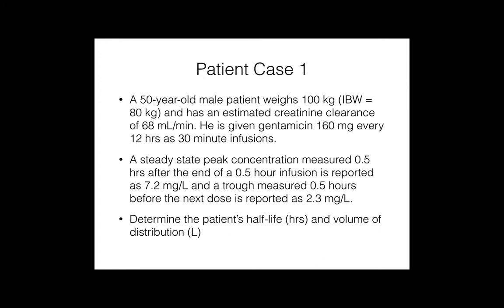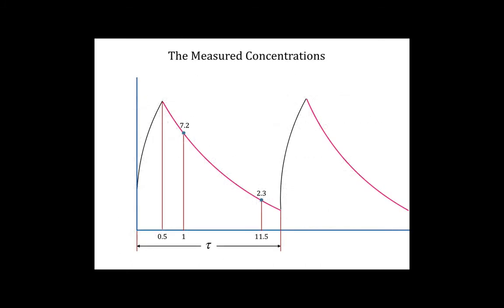What we want to do is determine the patient's half-life and volume of distribution based on the concentrations and the dose administered. These are the measured concentrations at the appropriate times. As you can see, 7.2 a half an hour after a half an hour infusion, or at hour 1, and 2.3 at hour 11.5. The equation that we're going to use is that K, the elimination rate constant, is equal to the natural log of C1, the higher concentration, divided by C2, and that's all divided by the time between the two measured concentrations.